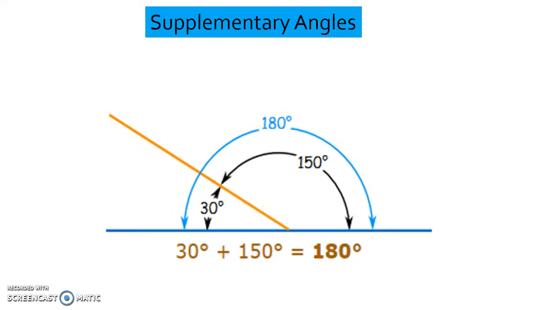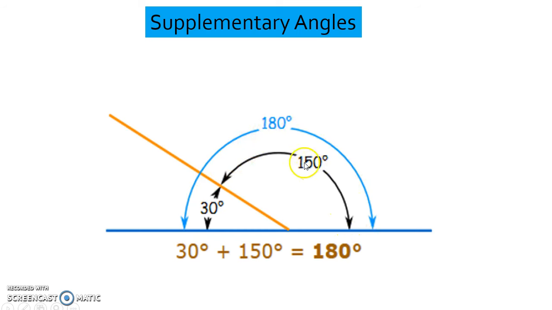Let's take a look at supplementary angles. This is the one that's a straight line. Right here is a 180-degree angle. Yes, it's called an angle, but it is a line also, right? So all the way around equals a total of 180 degrees.